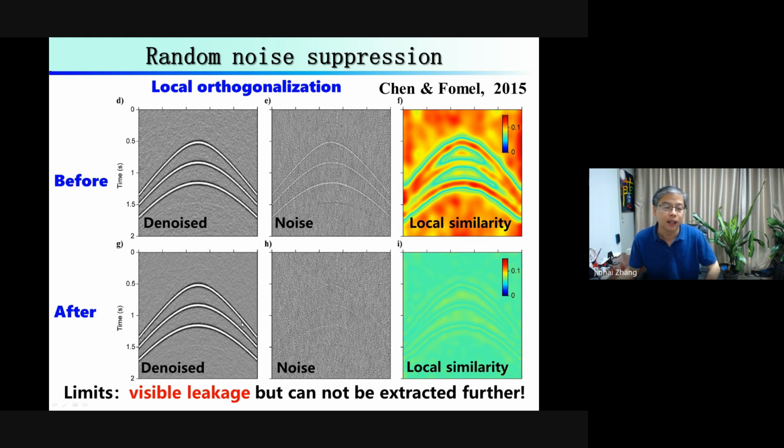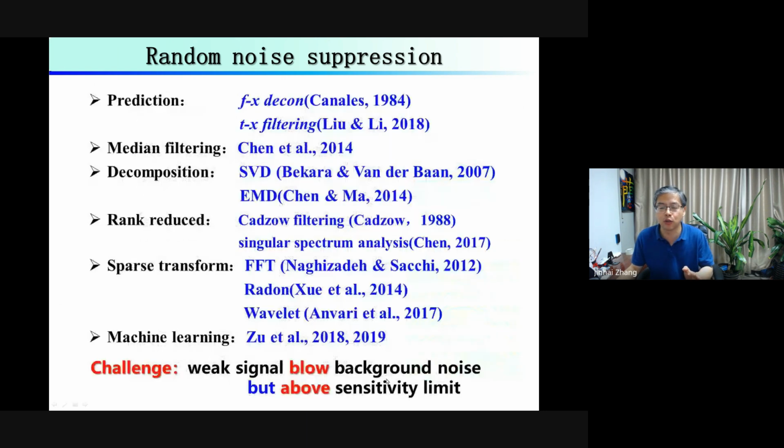After that, we can see the denoised profile has less similarity with the noise. We can see it's almost homogeneous. However, we can still see a very tiny hyperbola here. That means we still have some leakage in the background. How to extract this signal is very challenging, I think. So we are developing a method to extract such extremely weak signals, as I mentioned, if they are above the sensitivity limit.